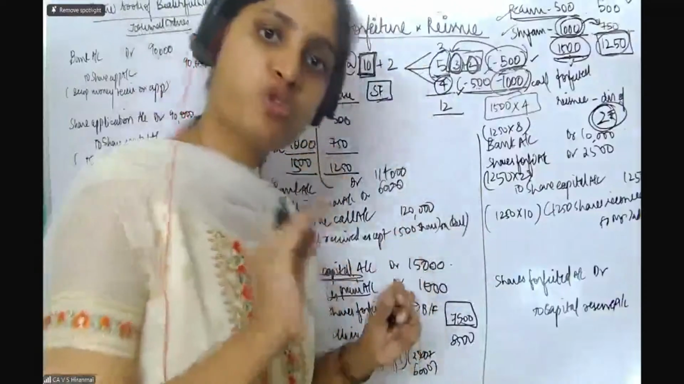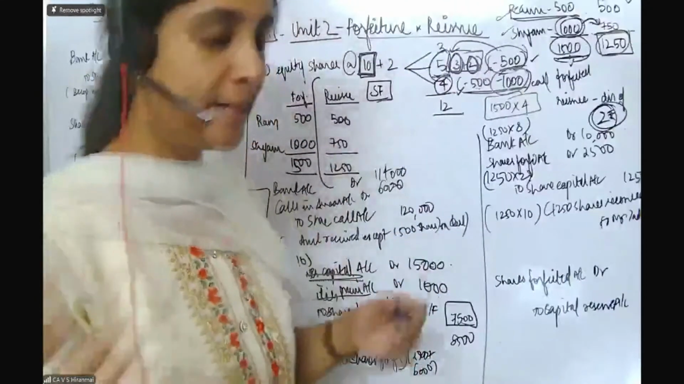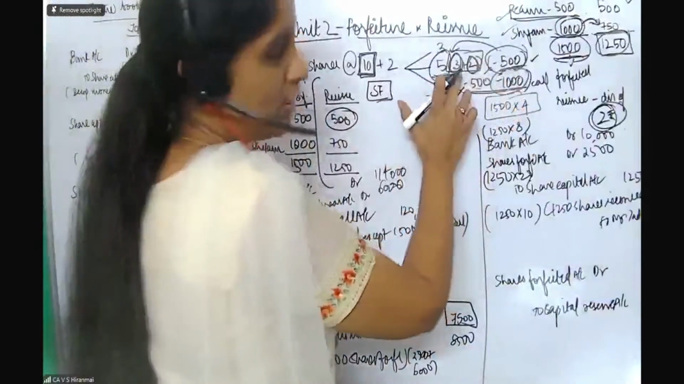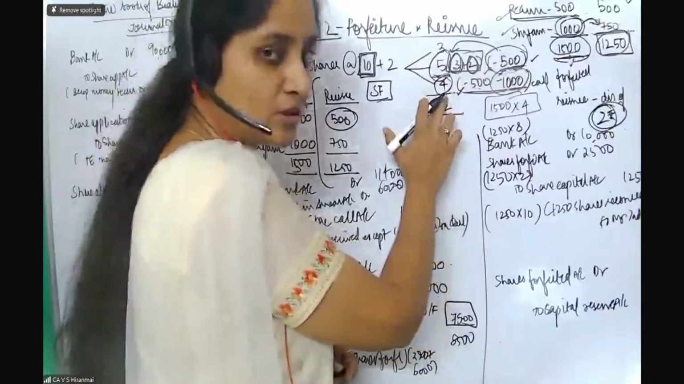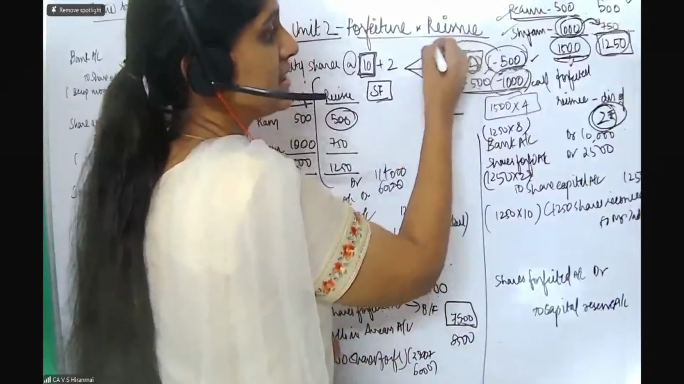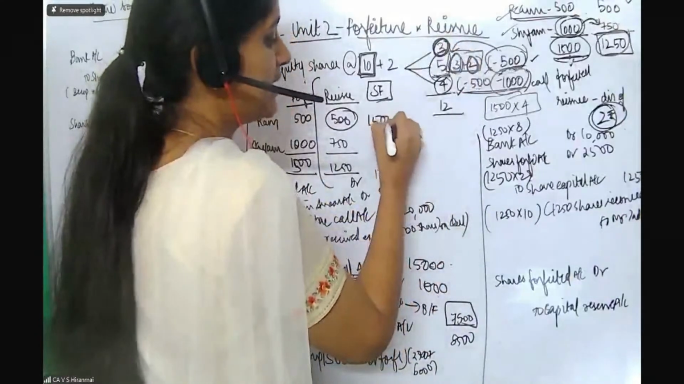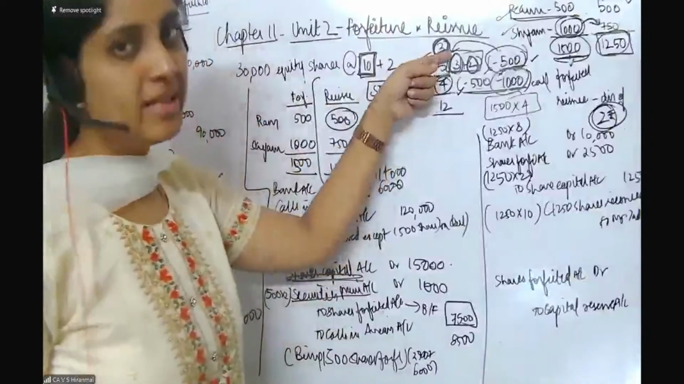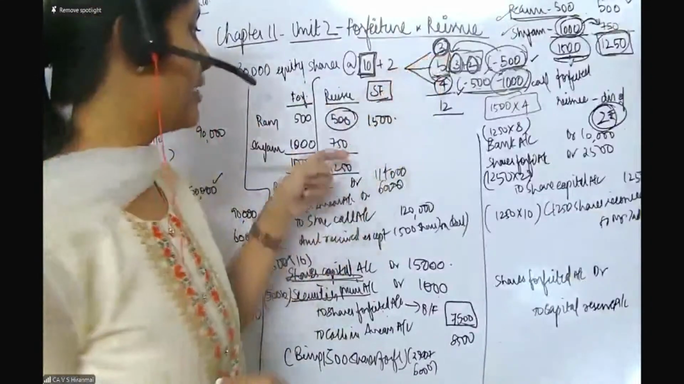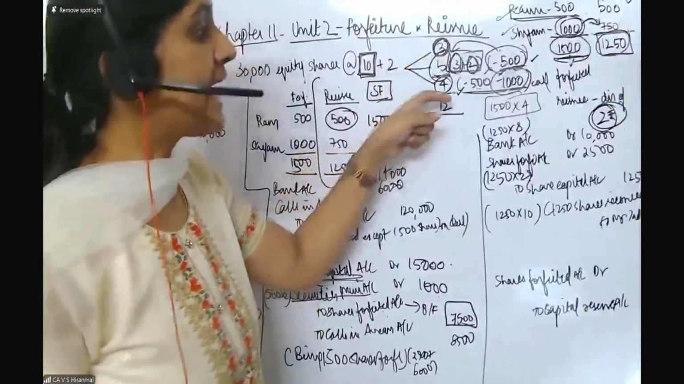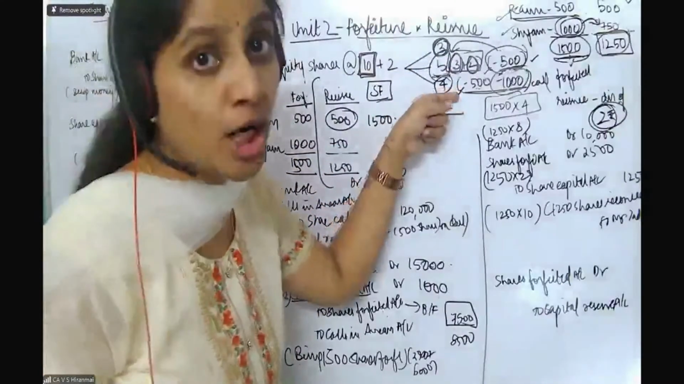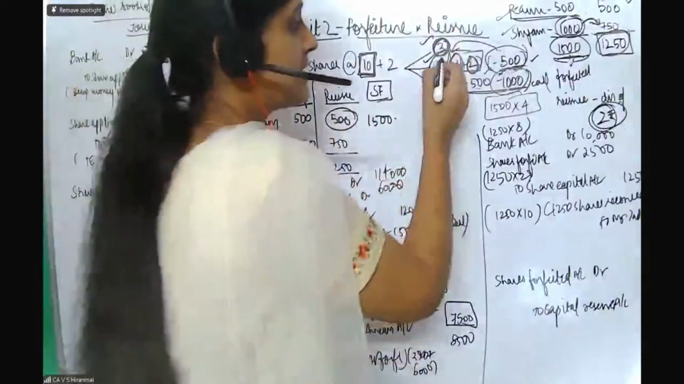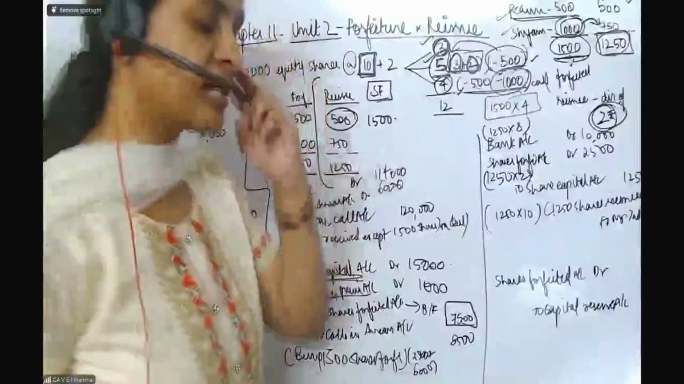So I am now supposed to find out how much each person has paid. Simple thing. 500 Ram, he did not pay allotment. He did not pay the first call. That means he paid only this 3 rupees, which is application. Correct? He paid only the application value. Clear? Now this person Shyam, he has not paid only the call money. That means he would have paid application plus allotment.